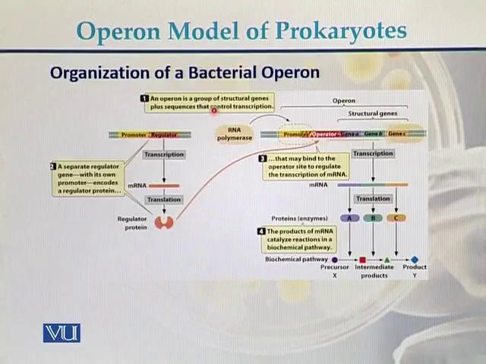Here is another diagram of the organization of a bacterial operon. Here we can see that these are the structural genes. Here is the operator region and here is the promoter region. So collectively, it is called an operon. Here we can see that all of this is the operon.